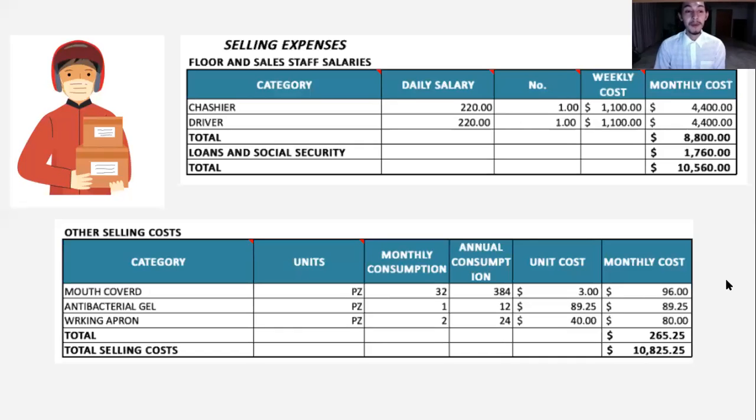For example, our company right now finds itself under a pandemic, so we had to add mouth covers and antibacterial gel as other selling costs, which were not used before. Also, our selling cost table is divided by category, followed by the units, the monthly consumption, the annual consumption, the unitary cost, and the monthly cost, bringing our total for other selling costs to 265 pesos and 25 cents. After adding that to our previous total from floor and sales staff, our overall total is 10,825 pesos and 25 cents for other selling costs.